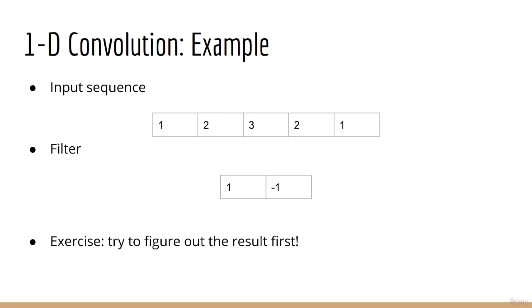Let's do a simple example. For the sequence data, we have 1, 2, 3, 2, 1. And for the filter, we have simply +1, -1. As an exercise, you might want to try to figure out the answer first before we move on to the solution.